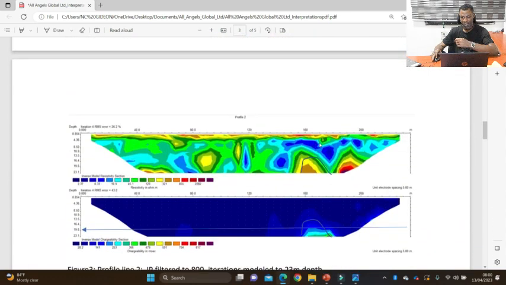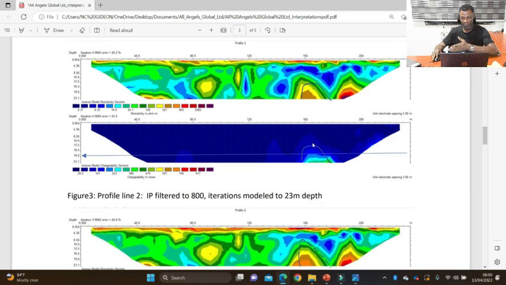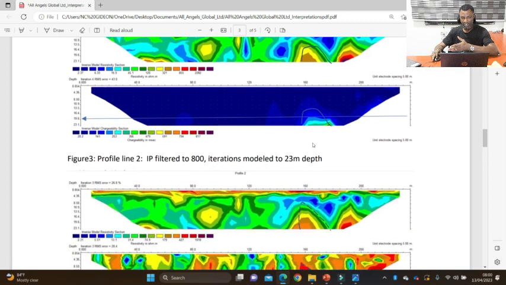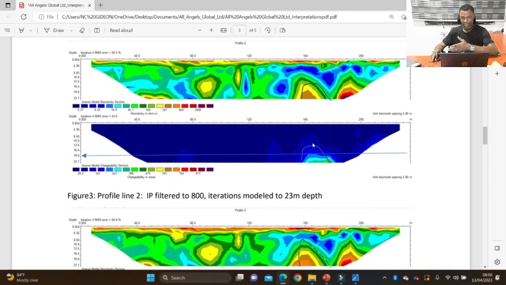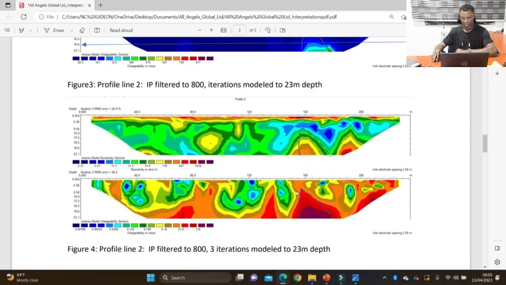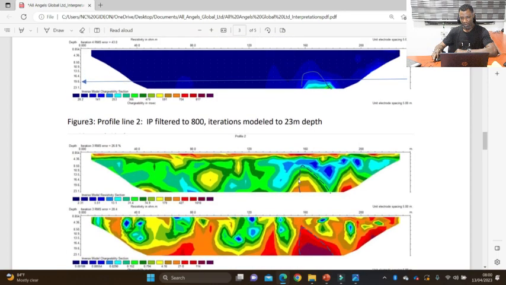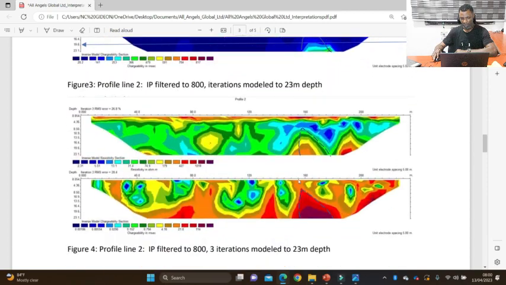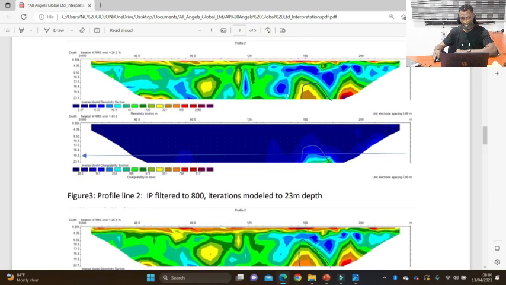Then, if you look at this, this is another profile. You can see what we see here. In this profile, at the same depth, this is about 4 iterations and this is about 3 iterations. So look at the one where we used about 3 iterations. You find that you have a clearer picture here, compared to here.